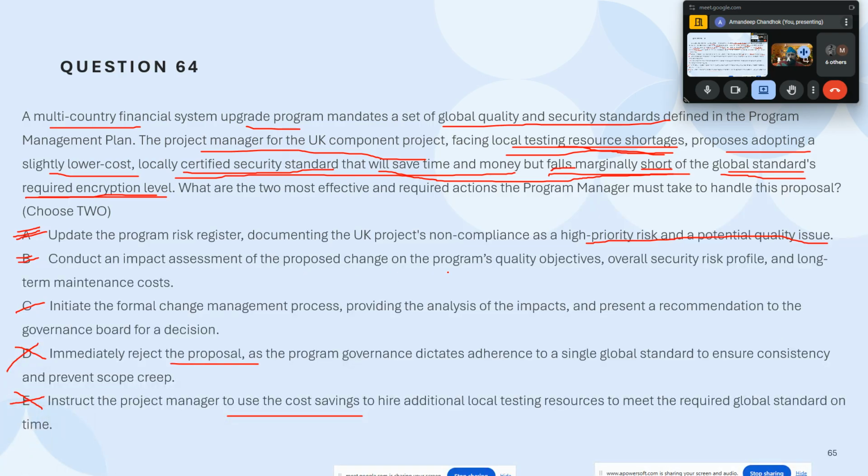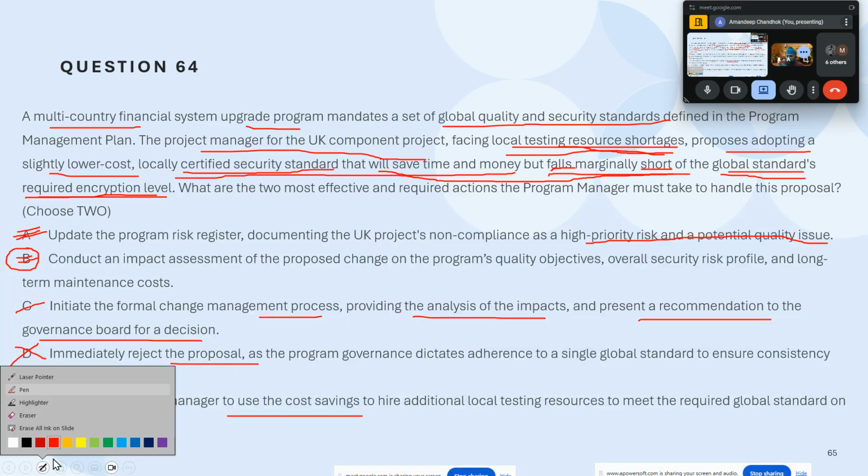Conduct an impact assessment of the proposed change on the program's quality objectives, overall security profile, and long-term maintenance costs. So this outright meets, extremely logical. We don't have any challenge with B. Then we have a challenge between A and C. C says initiate the formal change management process, providing the analysis of the impact, and present a recommendation to the governance board for a decision. Hmm, it's interesting now. One side is saying that this is a potential risk, so let's document this. Now let's understand.